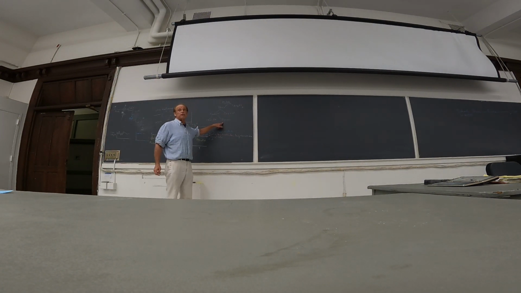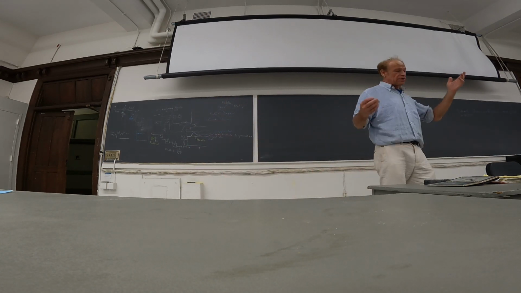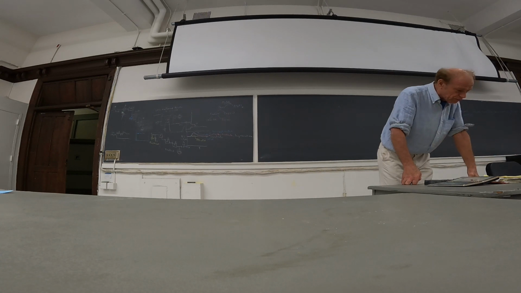In this class, the models are dynamic because they allow things to change in time. That's actually why we need to control.